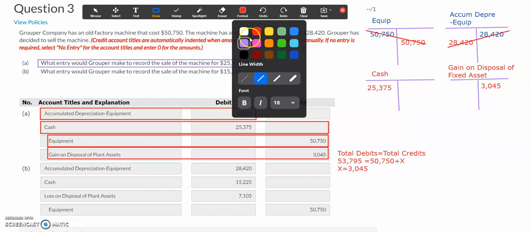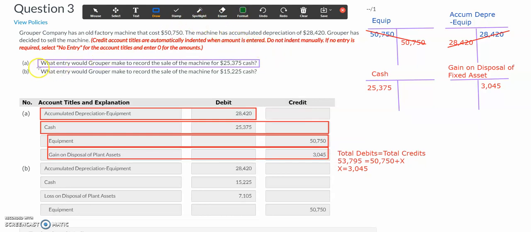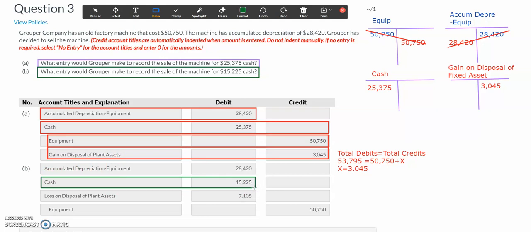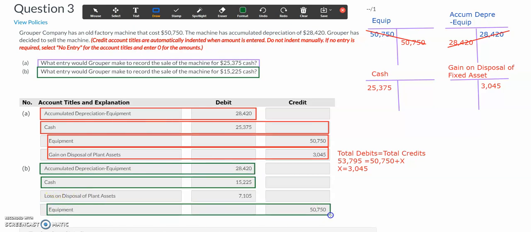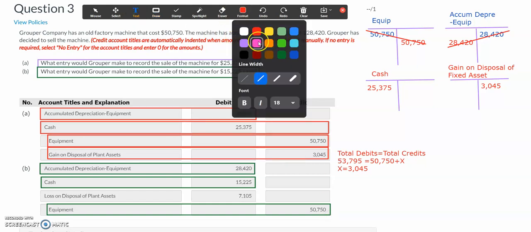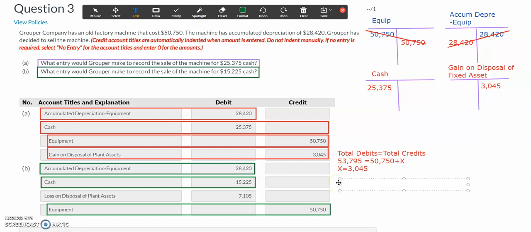The next scenario we're going to go over is with our cash that's being received, but this time we receive less cash. So our debit to cash is $15,225. You'll notice that my debit to accumulated depreciation and my credit to equipment are for the exact same dollar amount. But this time I'm going to compute my total debits and my total credits. So this time I'm going to add up my accumulated depreciation plus cash, plus I need an additional debit in order to equal the credit of $50,750. So this time I have a loss on the disposal of a fixed asset because it's on the debit side. So you'll want to pay attention to the side.